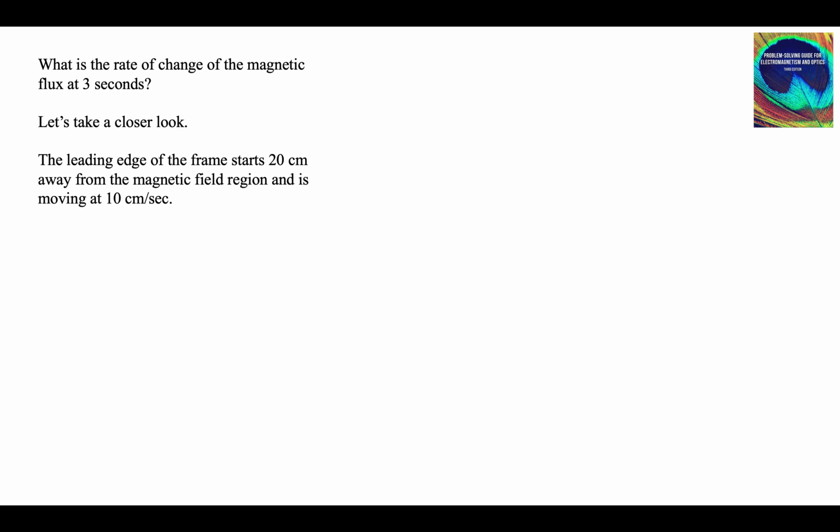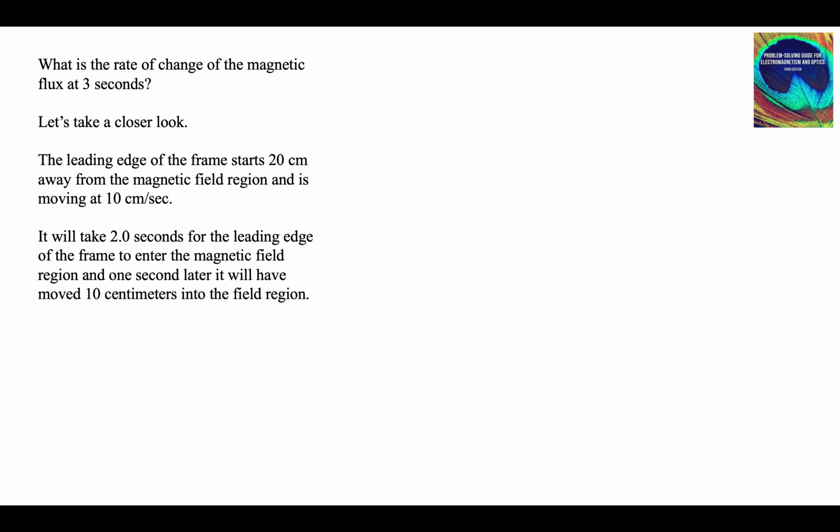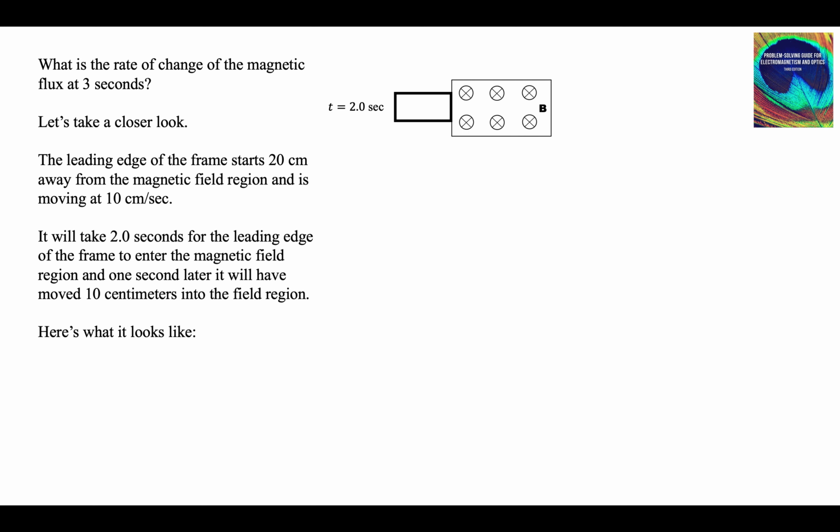What is the rate of change of the magnetic flux at 3 seconds? Let's take a closer look. Let's zoom in. The leading edge of the frame starts 20 centimeters away, and it moves at 10 centimeters per second. It takes 2 seconds for that leading edge to hit the field. 1 second later, it's going to be halfway in. Here's what it looks like every 1/10 of a second.